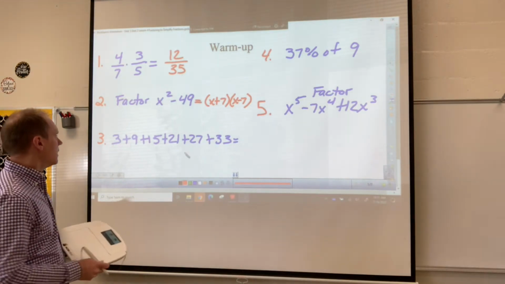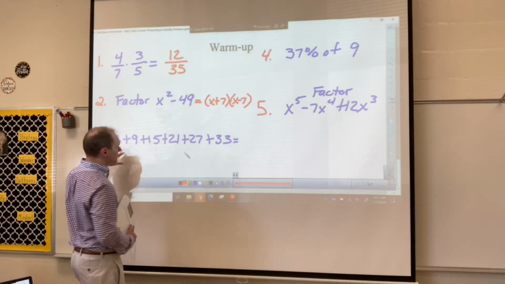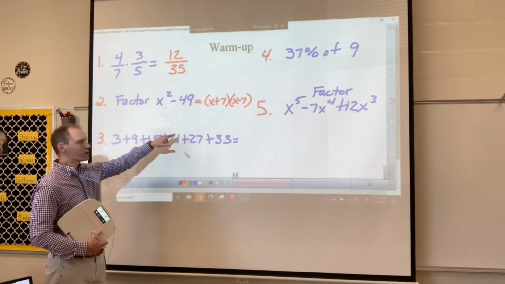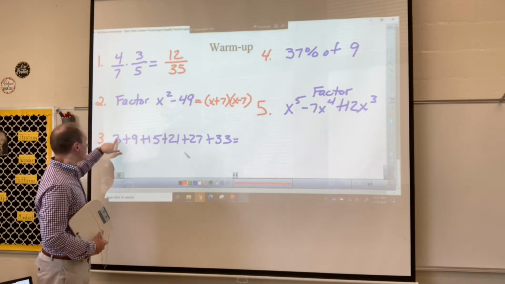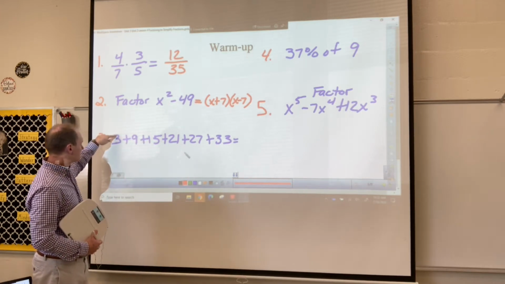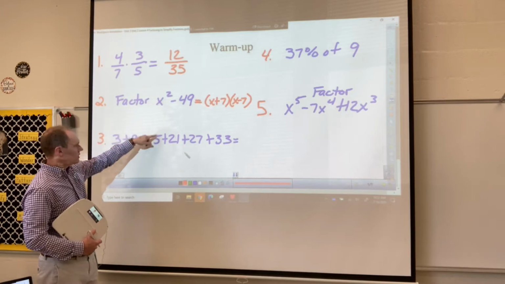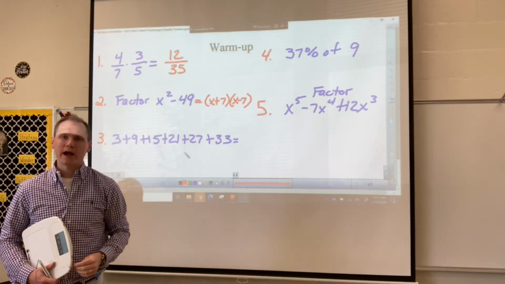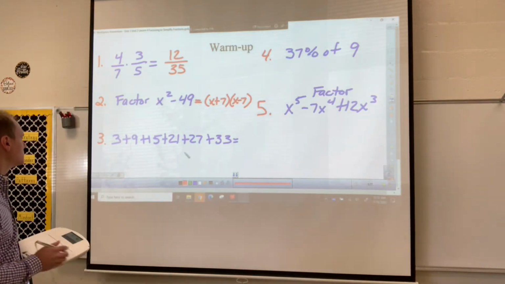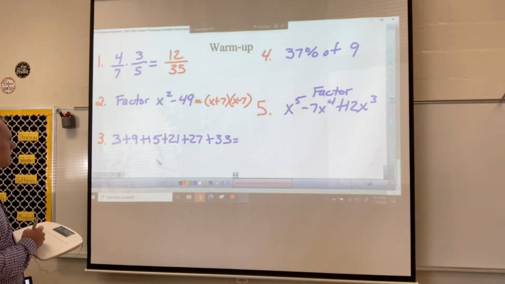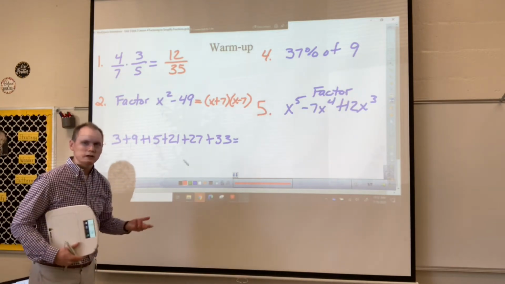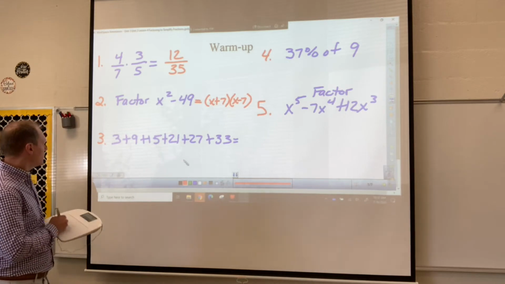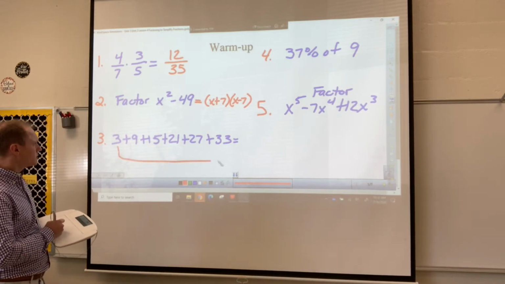Number 3, this is an interesting situation that you might end up with where you have the sum of an arithmetic sequence. So we have 3, and then if you add 6 to 3, you get 9, 15, 21. So we're increasing by 6 each time. Back a long time ago, there was a guy named Carl Friedrich Gauss, and he came up with this method of pairing these up. So we actually have a bunch of pairs of 36.